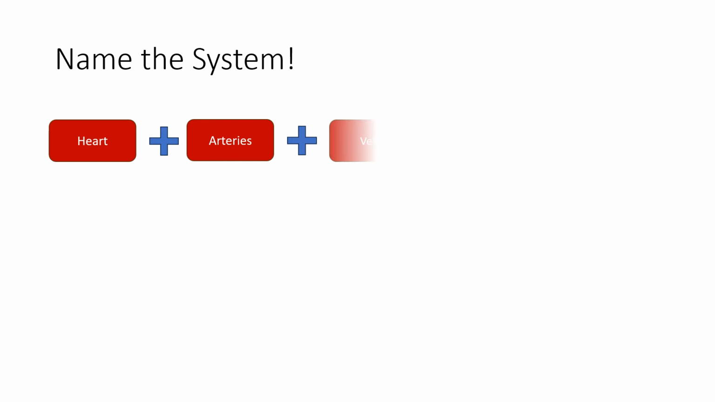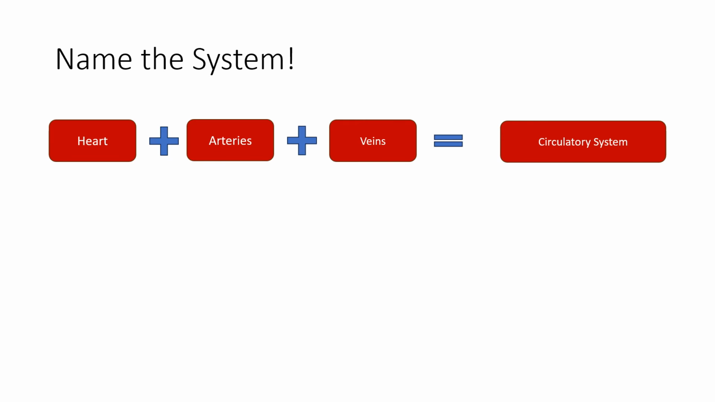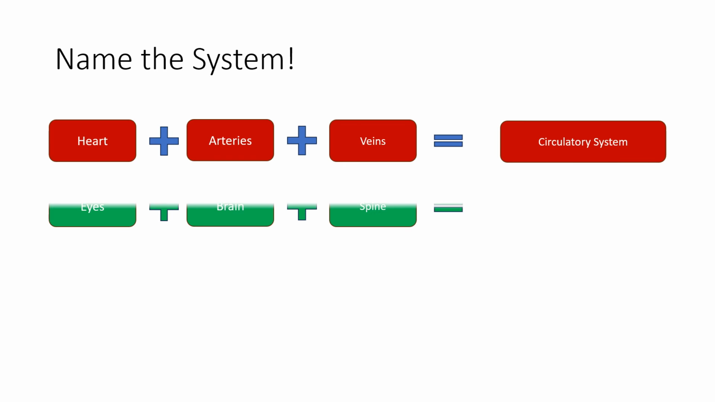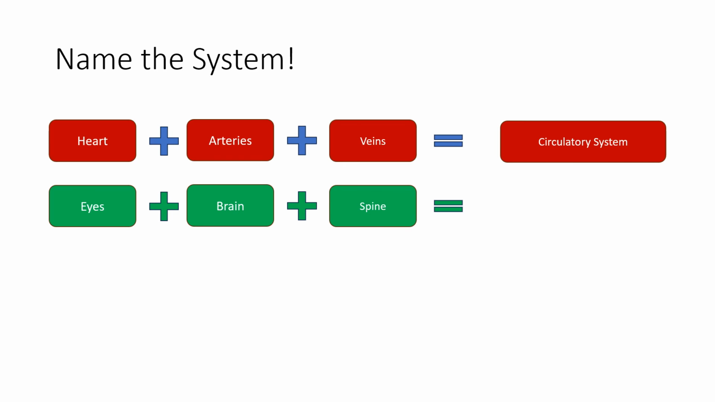Okie dokie, well, a little fun here because I always like to have 10 slides. Let's see if we can figure out which organ system we're referring to if I give you the organs involved. So we've got heart, arteries, and veins. And if you said circulatory system, you're right. Here's the next group: eyes, brain, and spine. Which system would this be? If you said nervous system, you're correct.